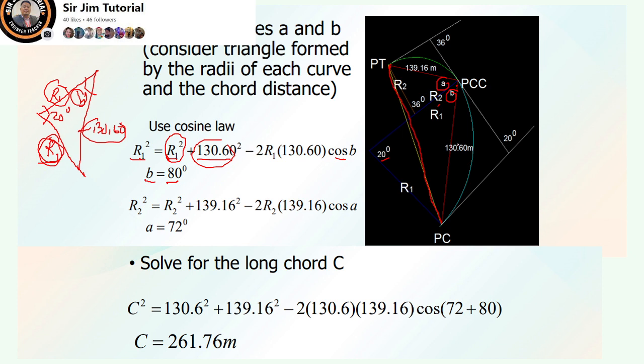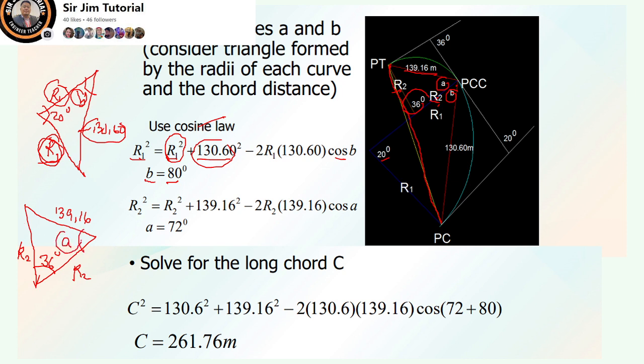How about A? For A, let's say you have here this angle, 36 degrees, I2. This is 36 degrees. And at the sides here, R2 and R2. And then you have here the chord of the second curve, which is equal to 139.16. We are interested in this angle A.